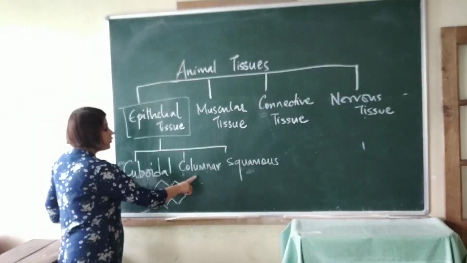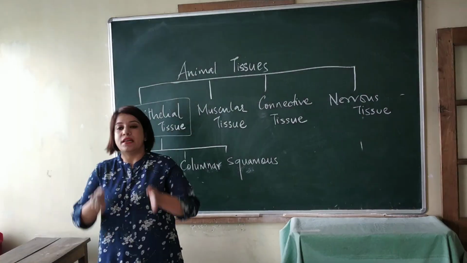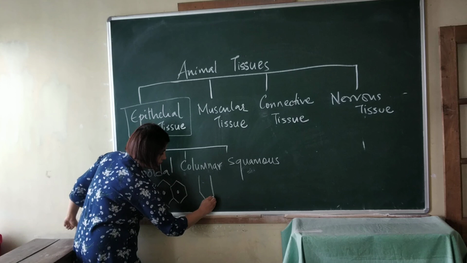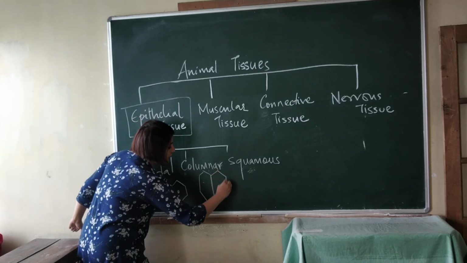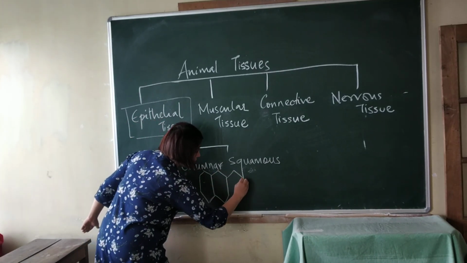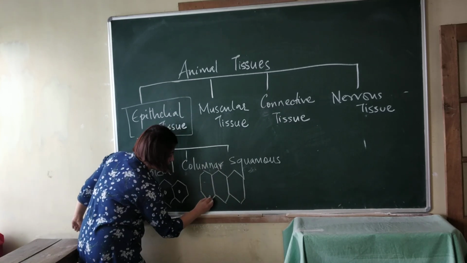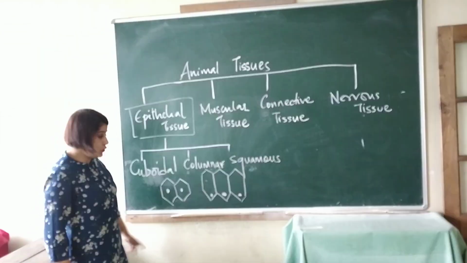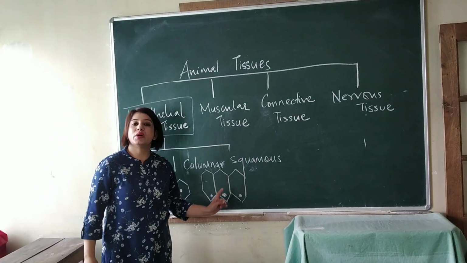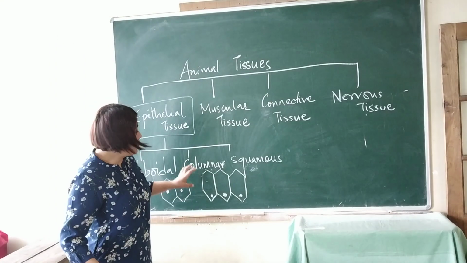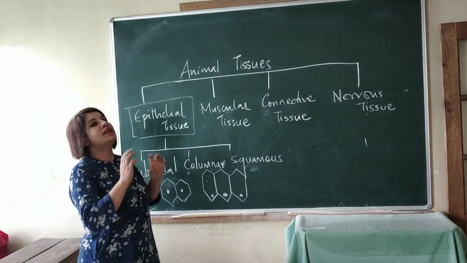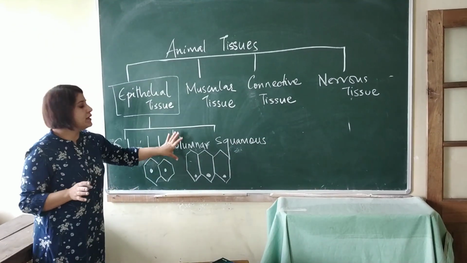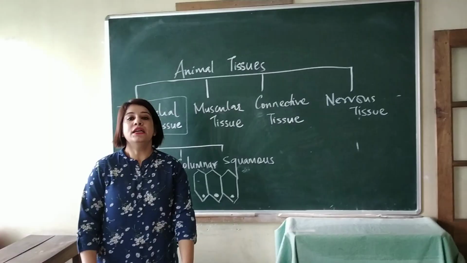The next one, columnar, from the name itself, column-like, they are long cells. So elongated cells or the elongated epithelial tissue are known as columnar epithelial tissue. You find that the nucleus is towards the base. And where do you find it? You find it in the lining of the stomach. The lining of the intestine is all made up of columnar epithelial tissue.